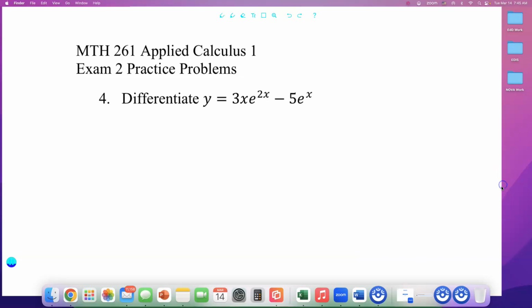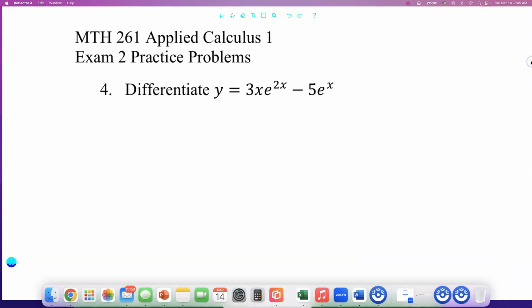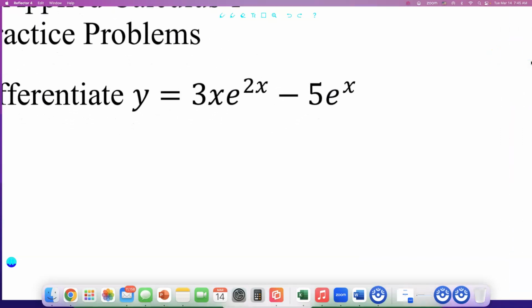Differentiating y equals 3x times e to the 2x minus 5 e to the x power. Now, the first term, we have to use a product rule. It's a product of 3x and e to the 2x. We're multiplying 3x by e raised to the 2x power, right?